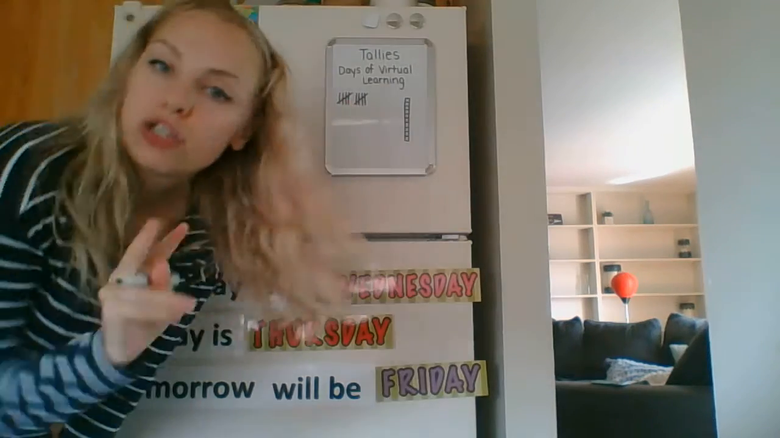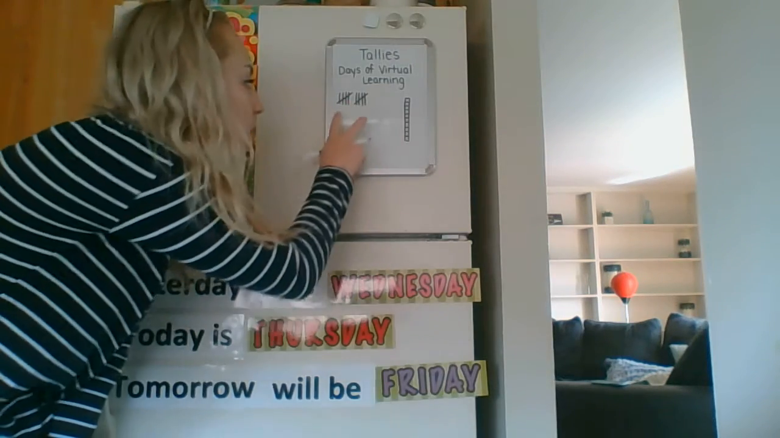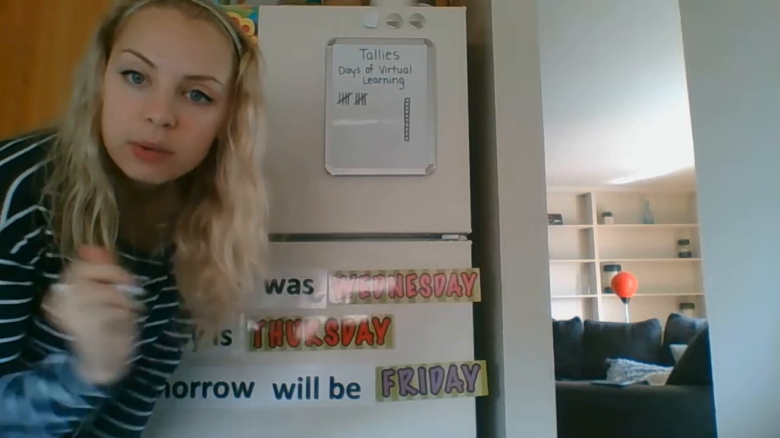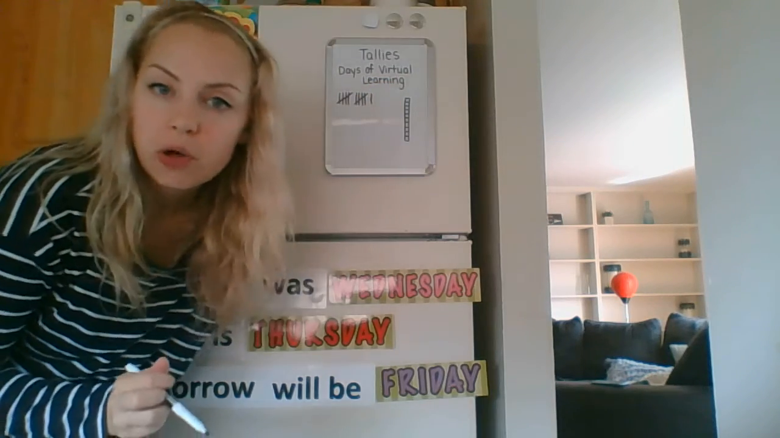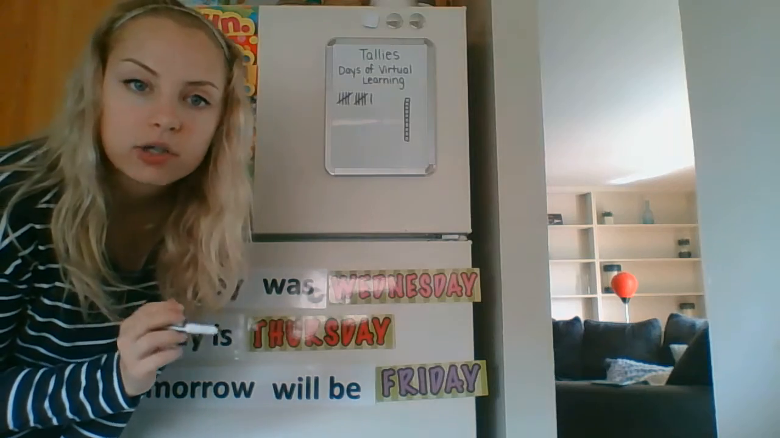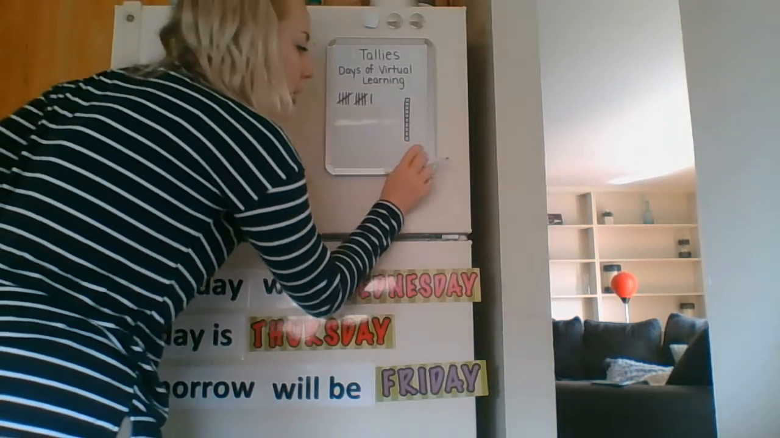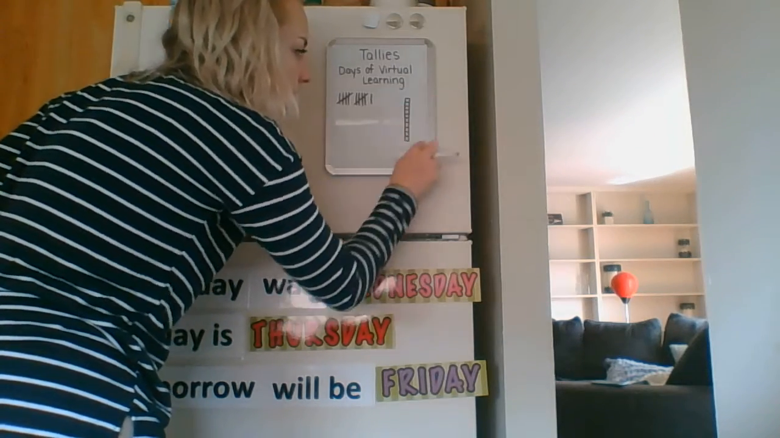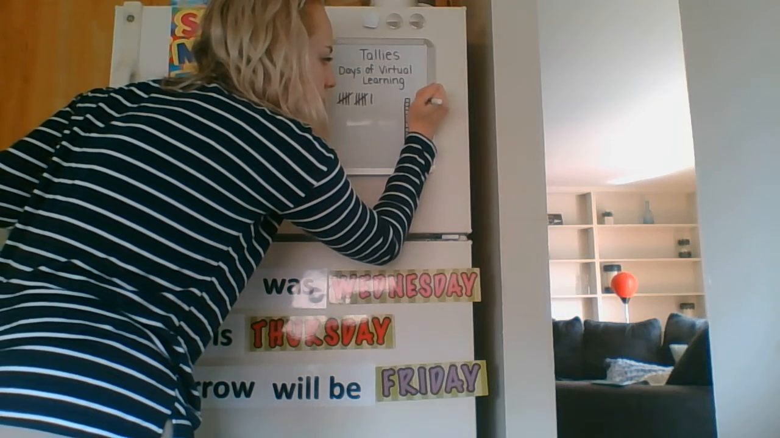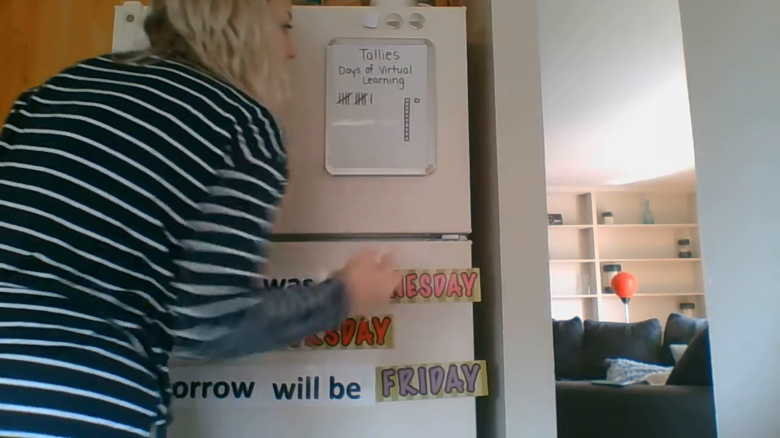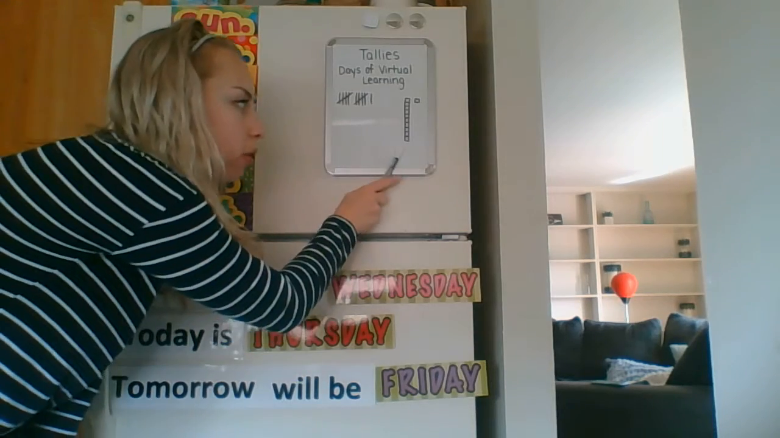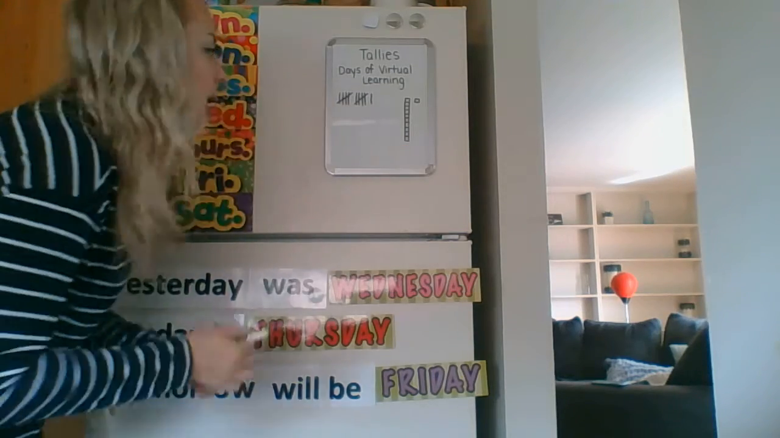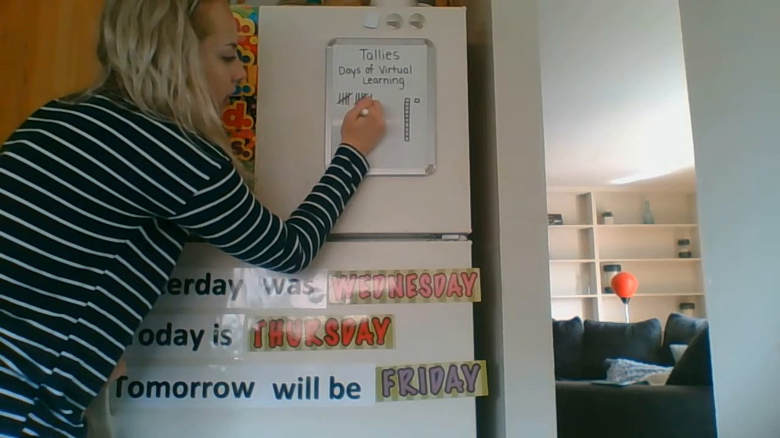Okay. Now let's go over to our tallies. Yesterday we found out that we have two fives. Today we're gonna add a one single tally to show that we've had 11 days of virtual learning. Now we're gonna go ahead and add a single block, okay, to show that we have had one group of 10 and one single, which makes 11 total days.